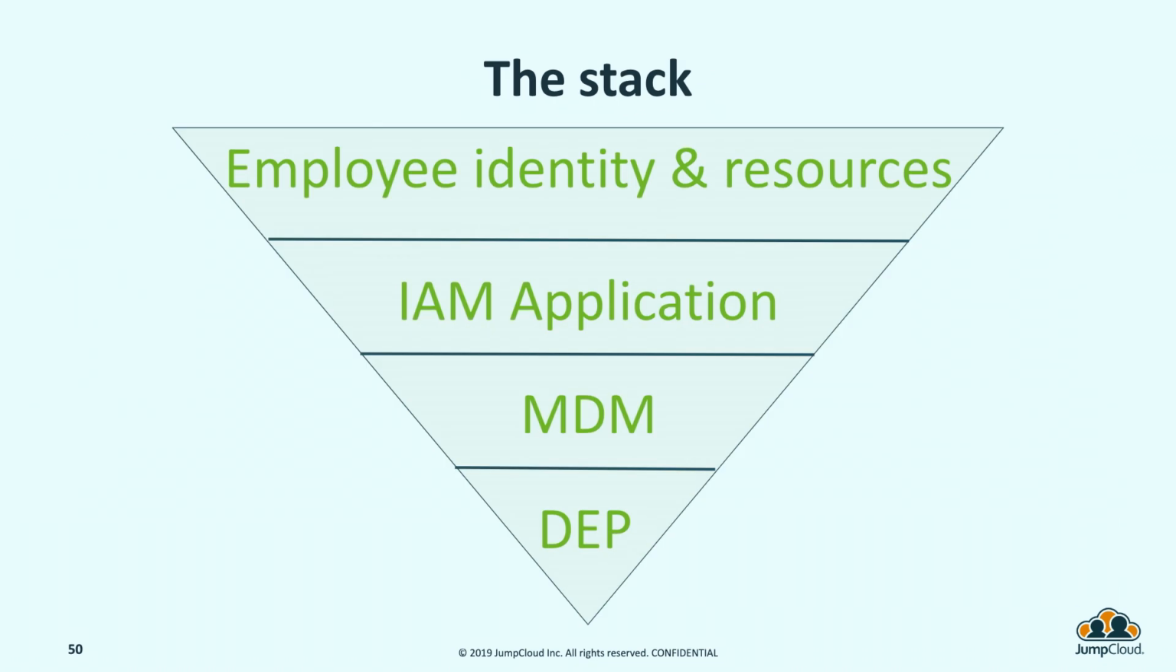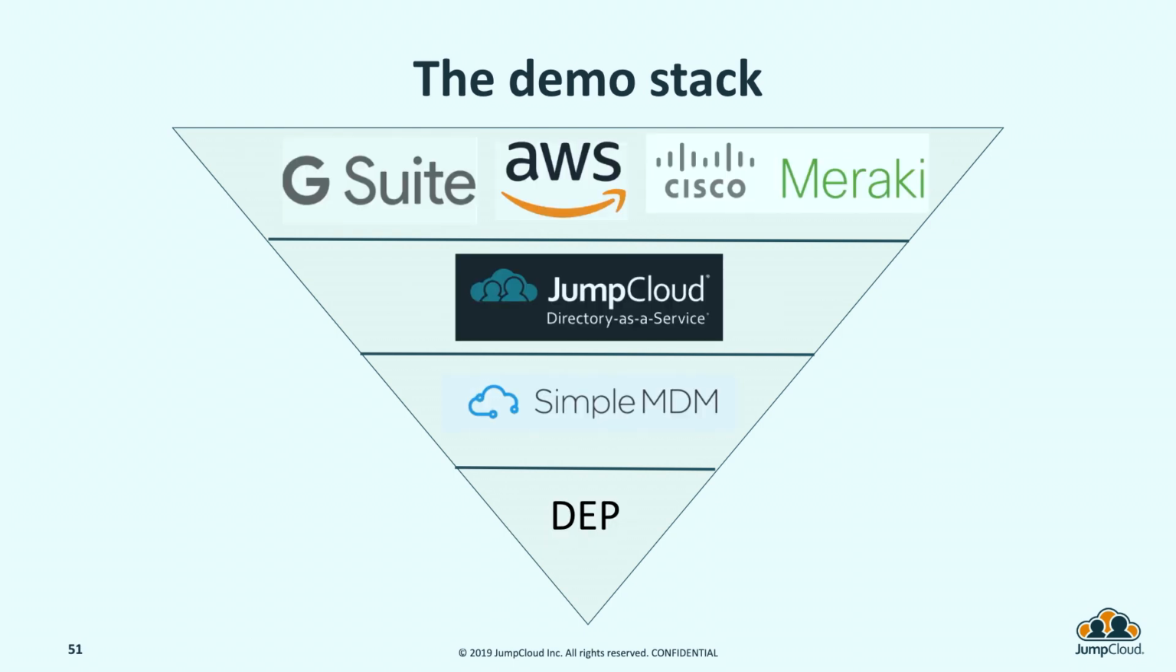Before we do it, let's talk about the stack we're working with. So bottom up, machines enrolled in DEP. From there, we've got an MDM. The MDM is going to push down what I call the IAM application, which in this case is JumpCloud, right? The piece that's doing the account management. And then that is going to connect the employee to the resources. So here's our demo stack. We've got DEP. Simple MDM is the MDM I've chosen because it's simple to get JumpCloud on the system.